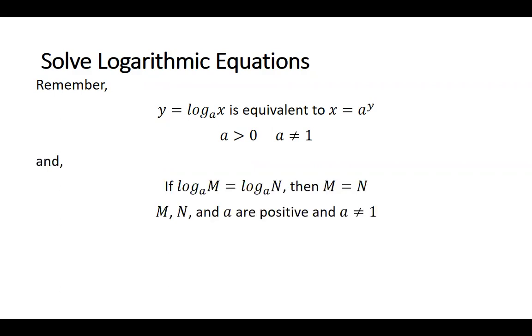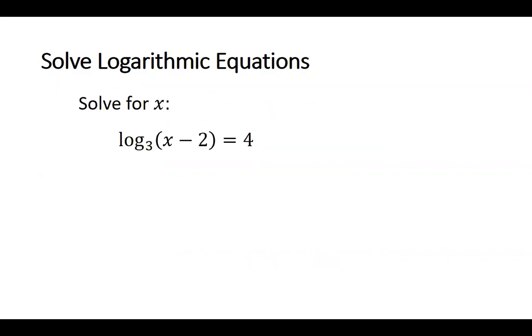And if log base a of m is equal to log base a of n, then m is equal to n. Just like with the exponential, if you have a to the m is equal to a to the n, then m is equal to n, where m, n, and a are positive and a is not equal to 1. Also, as I said, if a to the u is equal to a to the v, then u is equal to v, where a is greater than 0 and a not equal to 1. So we're going to bring these three things together to solve logarithmic equations.